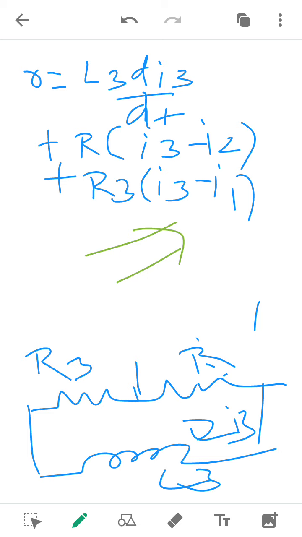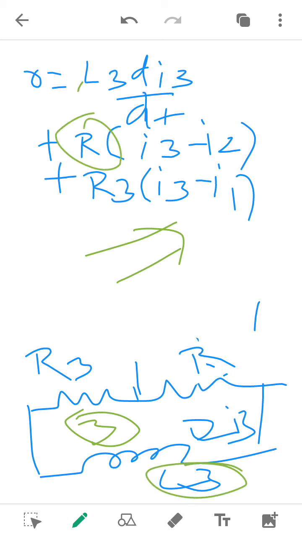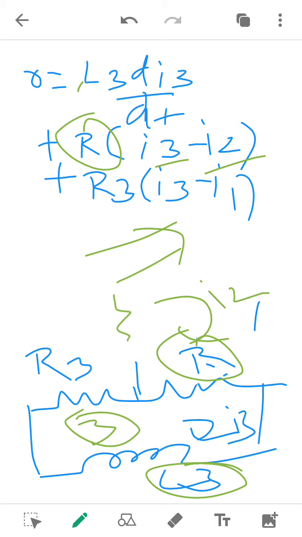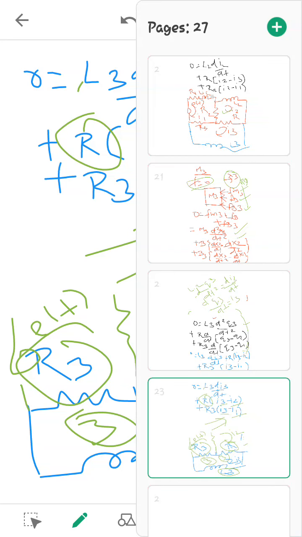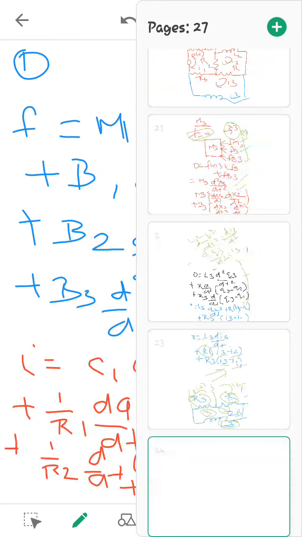And I have drawn the third mesh here. This is my third mesh where one L3 is present. R is common between the third and the second mesh, so this is my R that is common between the third and the second mesh, and between the third and the first mesh one R3 is common. So this is my third mesh. So completely, if I want to draw the diagram, then the diagram is done like this.